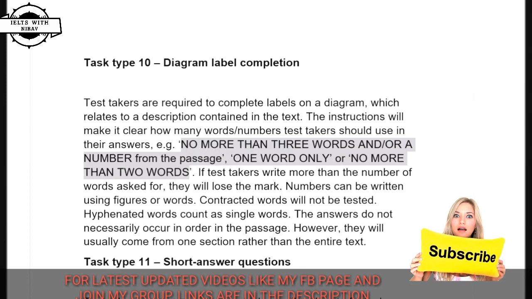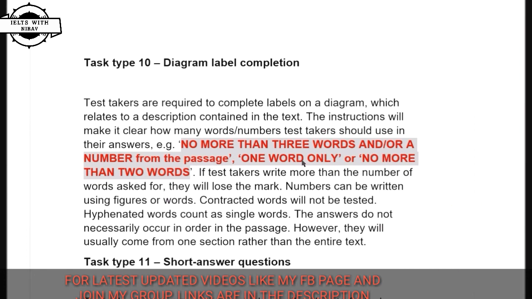The instruction will remain the same. No more than 3 words and or number from the passage, 1 word only, no more than 2 words. So if you are getting information like this and you are writing 3 words when 2 words are required, for sure you will lose your marks because you didn't follow the instruction. If the test taker writes more than the number of words asked for, for sure they will lose marks. So this thing will remain the same over here.